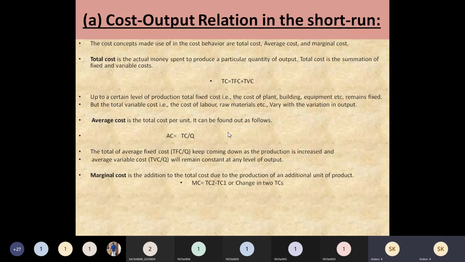So if you want to increase one more product in your output, the cost that you are going to spend on this one more increase in the output can be identified by this marginal cost. The formula is MC is equal to TC2 minus TC1, or you can say it is the change in the two TCs. TC here is total cost. The difference between the two total costs at two different levels of output will give you the marginal cost.